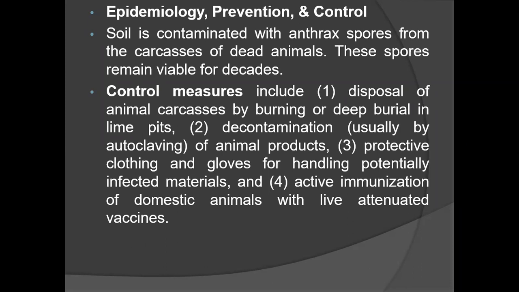Control measures include disposal of the animal carcasses by burning or burying in lime pits, decontamination, usually by autoclaving of animal products, protective clothing and gloves for handling potentially infected materials, and active immunization of domestic animals with the live attenuated vaccine. Persons with high occupational risk should be immunized.